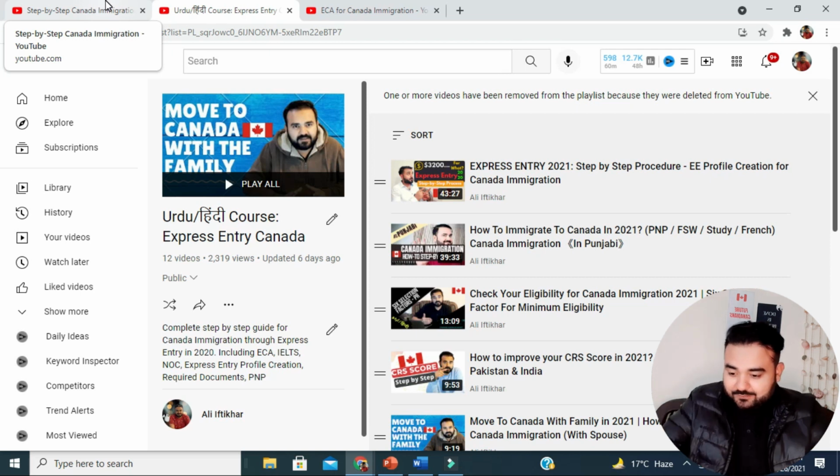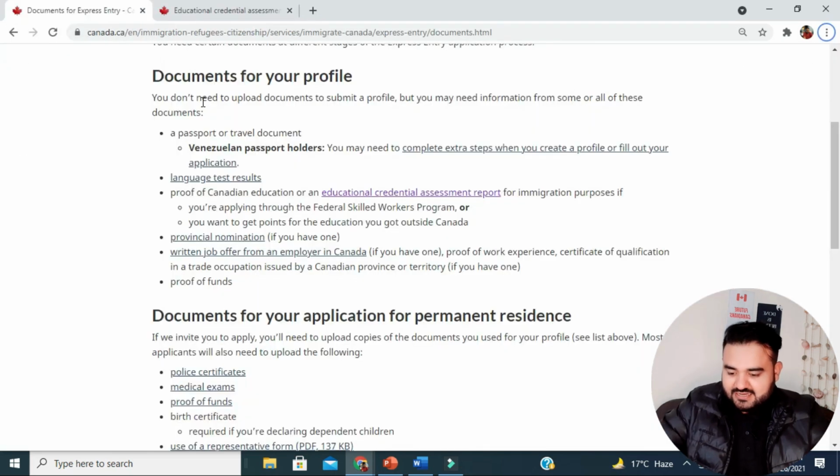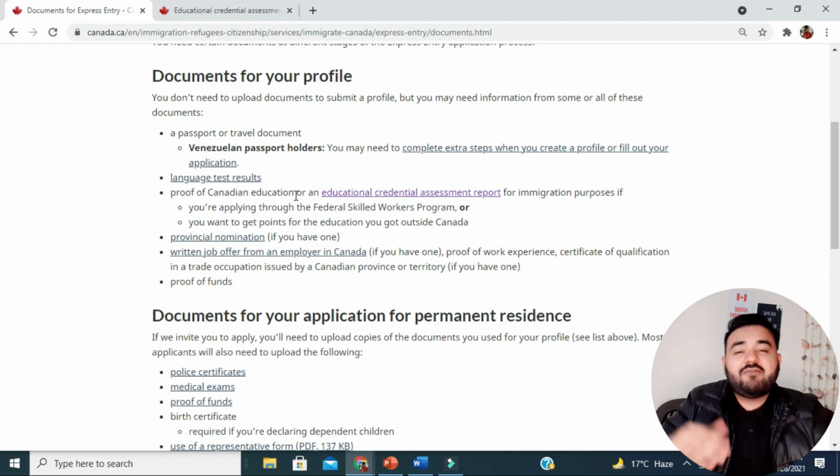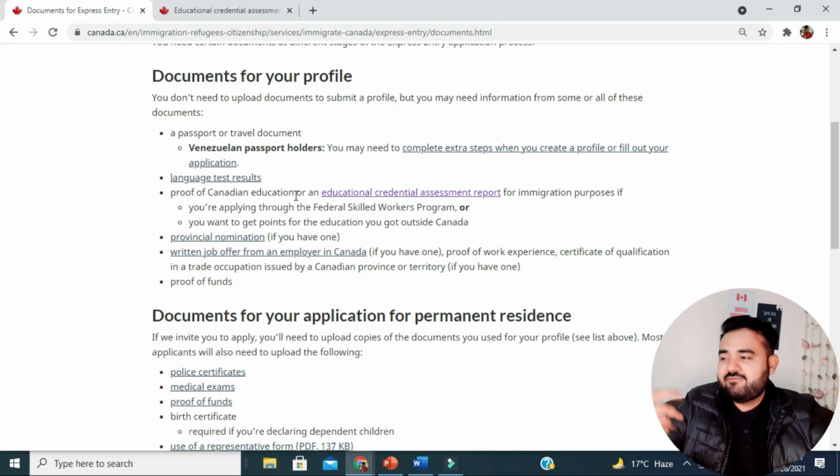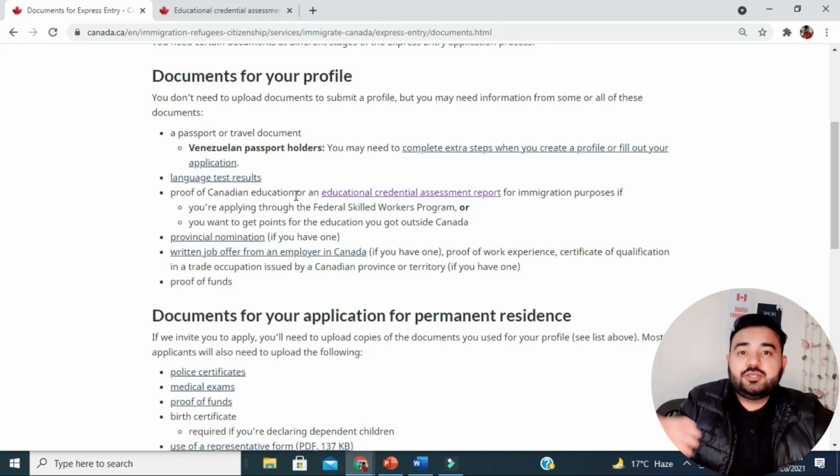Okay, now I take you to the official CIC website, because who else is better at providing information than the CIC website itself. And as you can see, proof of Canadian education: either you need to have Canadian education, or if you have foreign education from your country, from any other country like UK, Australia, wherever, okay, if you have a foreign qualification that is outside of Canada, then you need to get your Canadian equivalency. That is a simple maths situation, right?